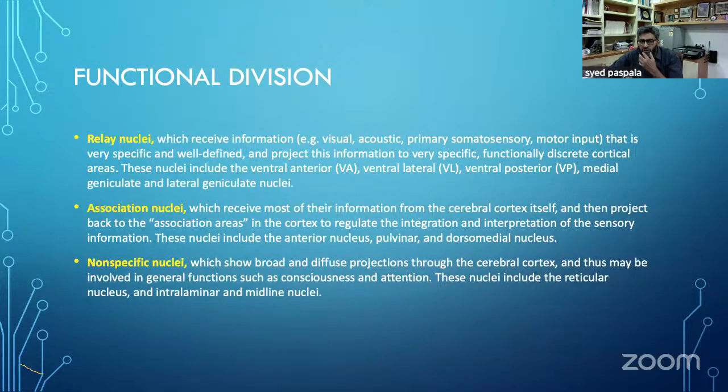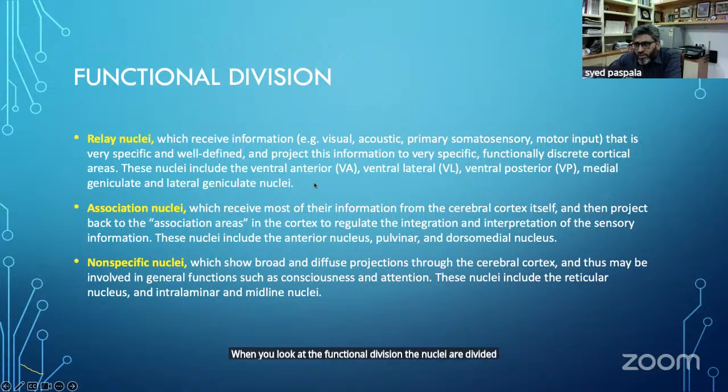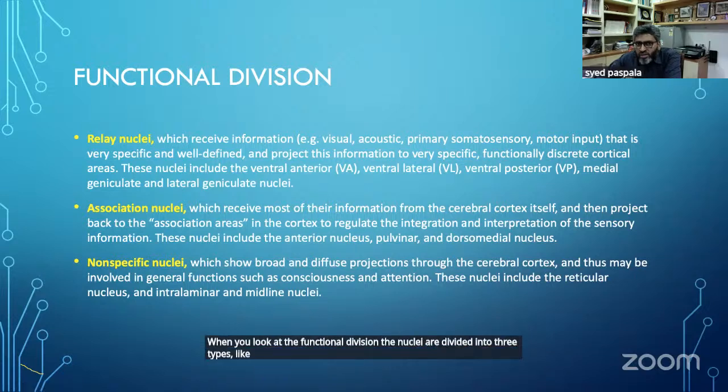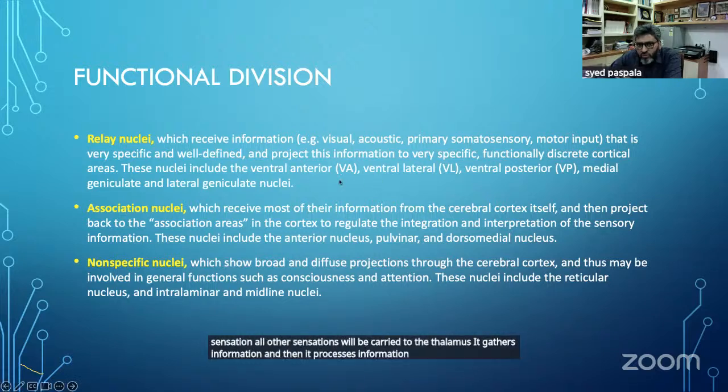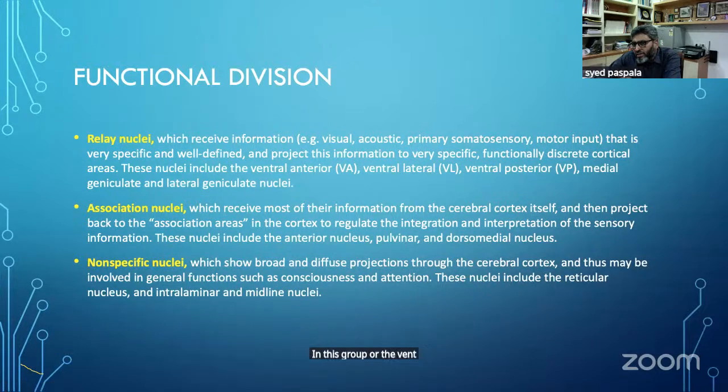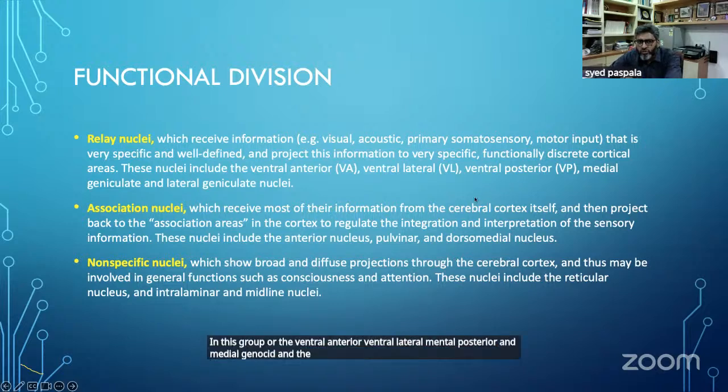When you look at the functional division, the nuclei are divided into three types. Relay nuclei gather information, except the olfactory sensation. All other sensations will be carried to the thalamus. It gathers information and then it processes information. Most of the nuclei involved in this group are the ventral anterior, ventral lateral, ventral posterior, and the medial geniculate and lateral geniculate nuclei.